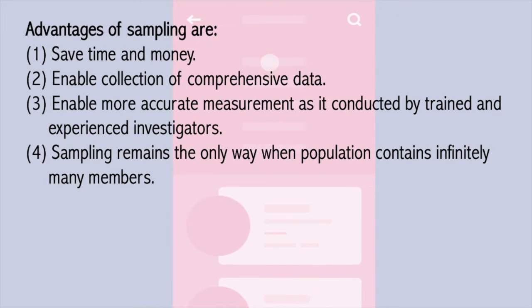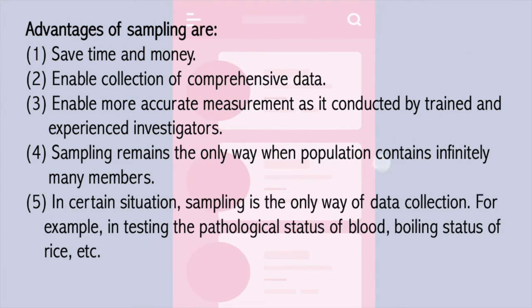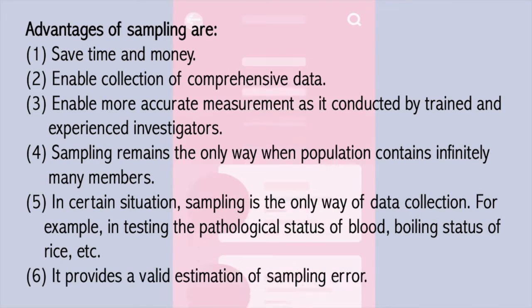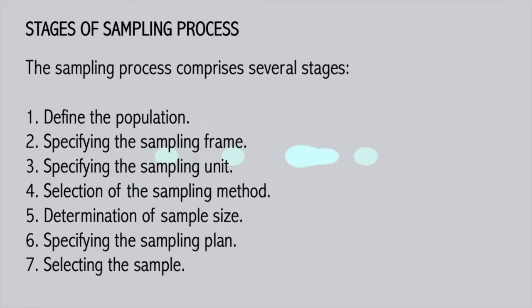Fourth, sampling remains to be the only way when population contains infinitely many members. And five, in certain situations, sampling is the only way of data collection. For example, in testing the pathological status of blood, the boiling status of water, and etc. And number six, it provides a valid estimation of sampling error.